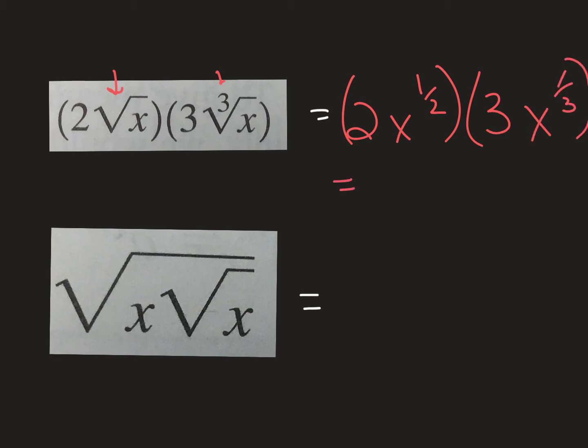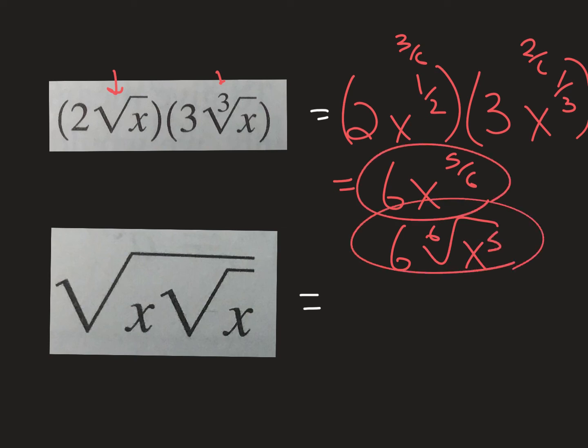You can say, okay, I can multiply now. 2 times 3 is 6. When you multiply the same base, remember, we just add the exponents together. So 1/2 is really 3/6. That's really 2/6, which gives you 5/6, which is really the same thing as this right here. The 6th root of x to the 5th. So that answer's fine. That answer's fine too. Changing those to fraction exponents really helps sometimes.